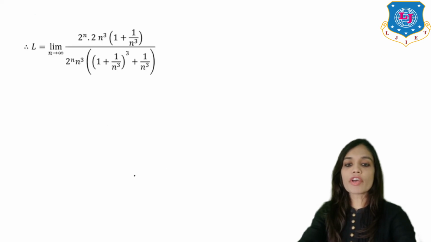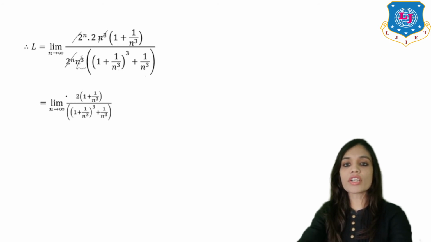Now let us simplify this. So on simplifying you will get limit n tends to infinity 2 raised to n into 2. Take out n cube common. So you will get n cube into 1 plus 1 upon n cube. Similarly in the denominator, take out n cube common. So you will get 2 raised to n into n cube into 1 plus 1 upon n cube whole cube plus 1 upon n cube. Now this gets cancelled out. n cube also gets cancelled out. So what is remaining?